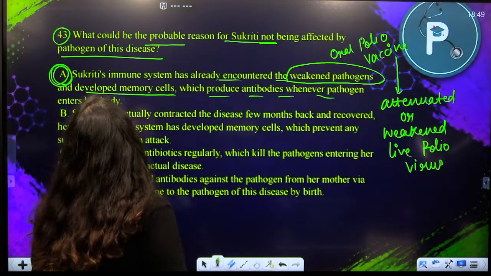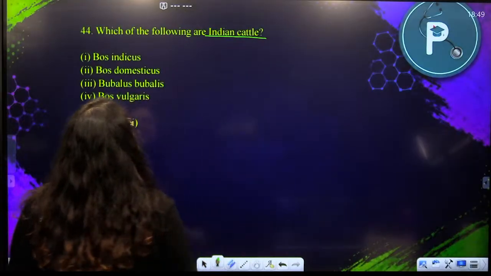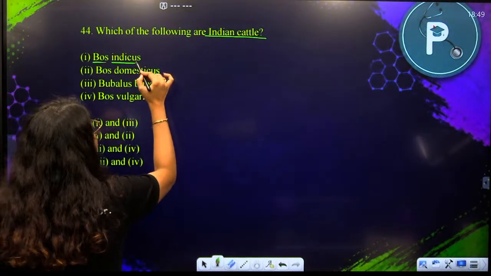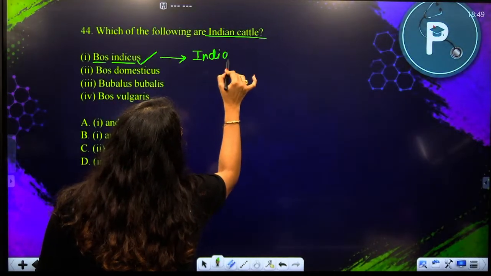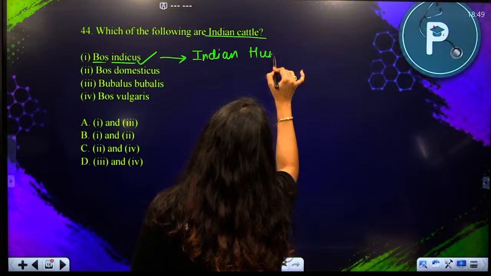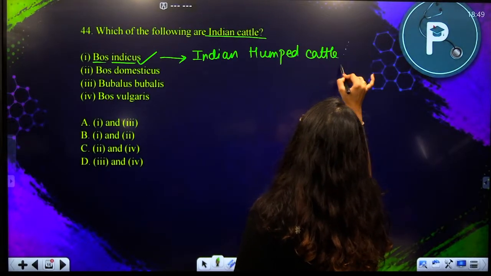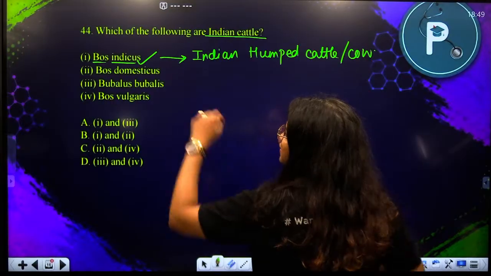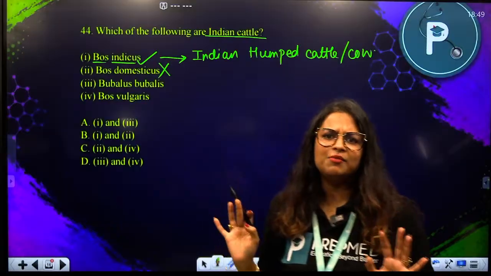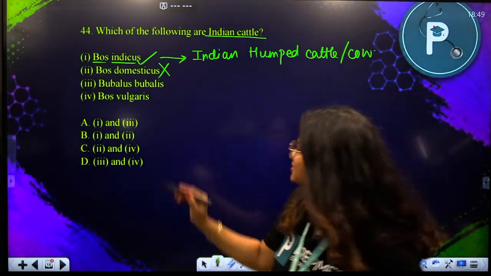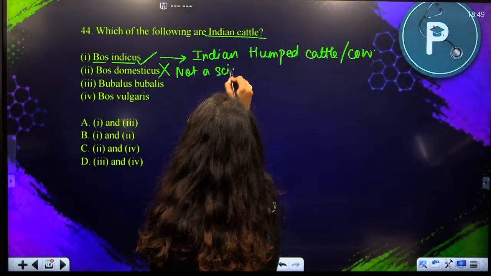Moving on to question number 44. Which of the following are Indian cattle? Bos indicus? Yes, it is an Indian cattle. It is called Indian humped cattle, also called humped cow. So we are talking about a cow's scientific name here. Bos domesticus, there is no such scientific name as Bos domesticus. It is not a scientific name.